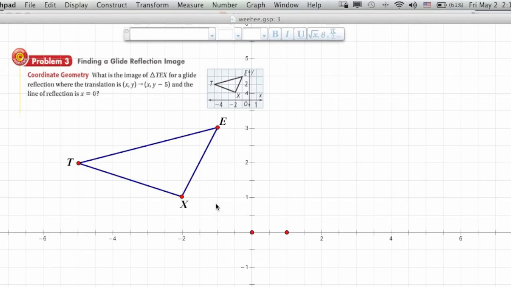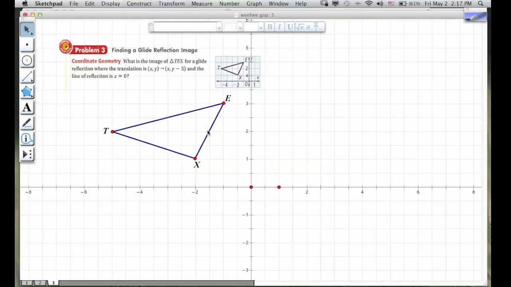Problem 3, finding a glide reflection image. What is the image of triangle TEX for a glide reflection where the translation is (x, y) to (x, y minus 5) and the line of reflection is x equals 0? First, we have to move the triangle down by 5 according to the y. 1, 2, 3, 4, 5. Same with the x. And then we connect it together.